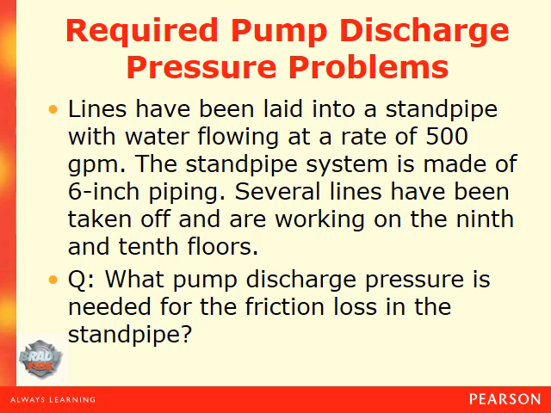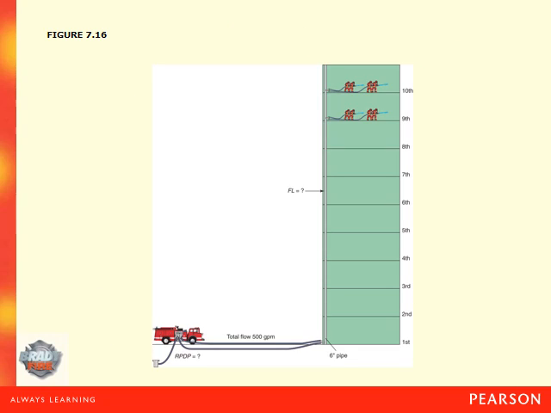Lines have been laid into a standpipe with water flowing at a rate of 500 gallons per minute. The standpipe system is made up of 6-inch piping. Several lines have been taken off and are working on the 9th and 10th floor. What pump discharge pressure is needed for the friction loss in the standpipe? So our problem is going to look something like this, and now we're just trying to figure our friction loss for the standpipe.